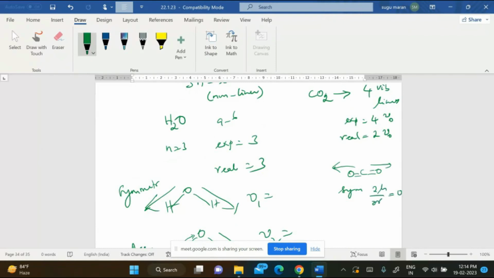So no dipole moment is created, so it is inactive. So IR inactive. No band for this one.